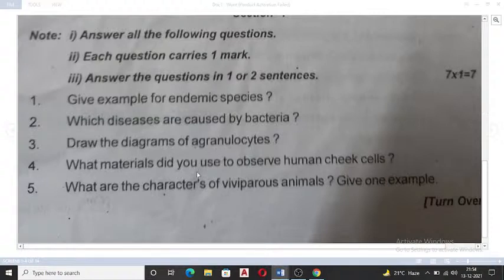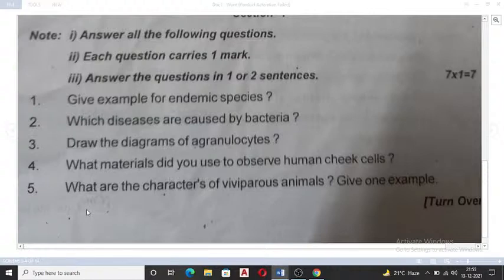And then, what materials did you use to observe human cheek cells? You want to observe a human cheek cell. You just have to write the materials here as it carries only 1 mark. You can write, to observe the human cheek cells we need a microscope, glass slide, cover slip, then a toothpick to scrape, and you need saffron or glycerin to mount it. So this is important. You have to write it down and you'll be getting 1 mark for that.